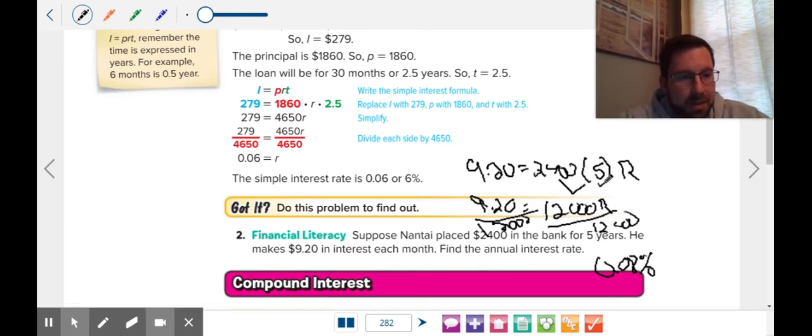All right, you could do the same thing to solve for T or P. Notice the variable is going to be over here. You're going to multiply the two that are with the variable, and divide that into the interest. In these problems, the interest will always be divided by the other two multiplied.